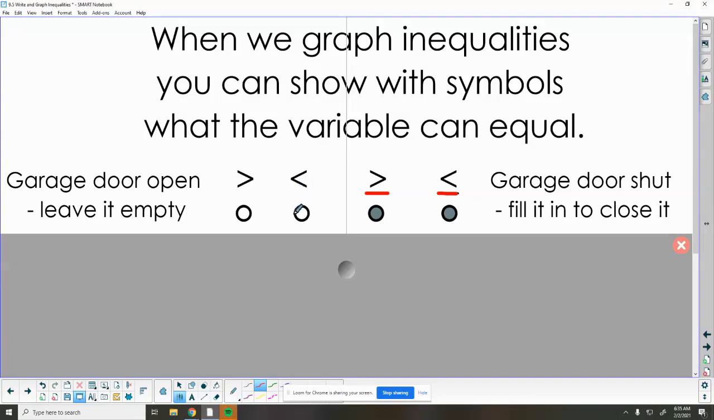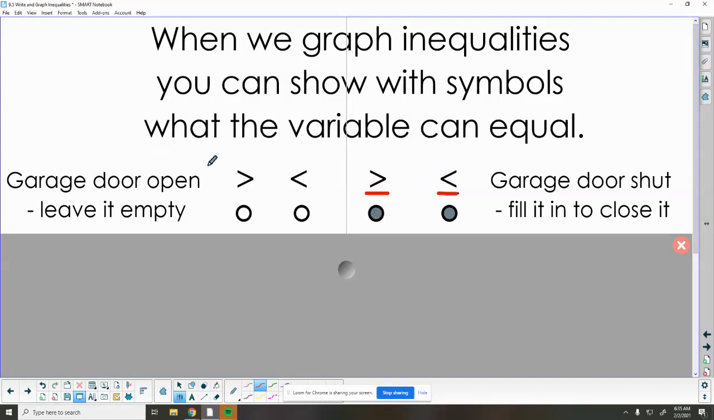Our garage door's up so you can see straight into the garage. On these ones, it's equal to it. Shut, the garage door shut. You can see it down and closed. So we want to close in the door so you can't see into the garage.